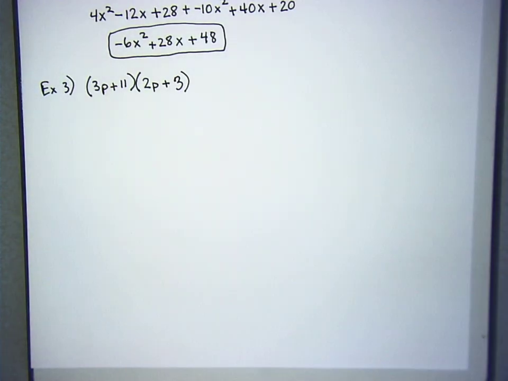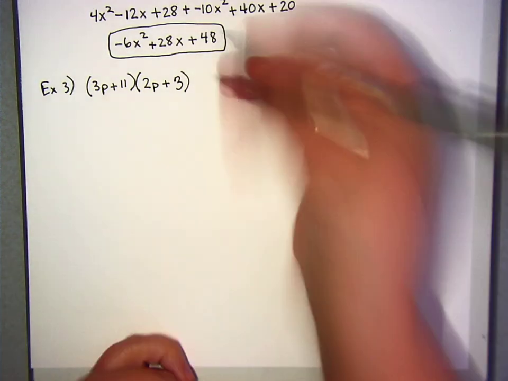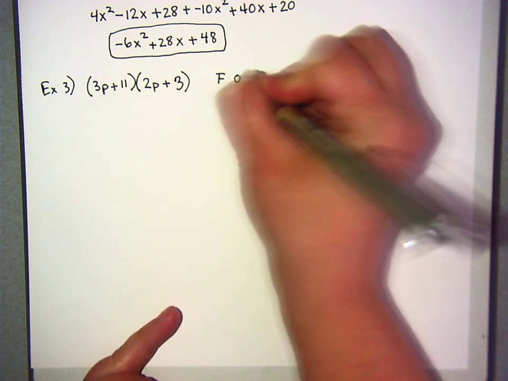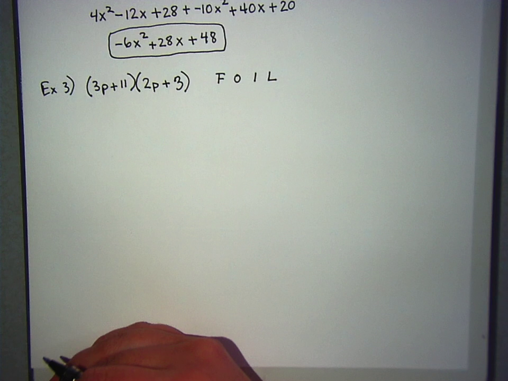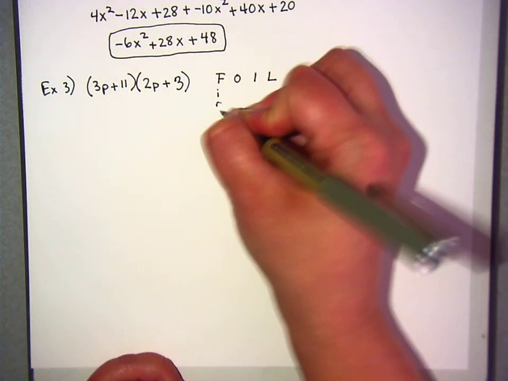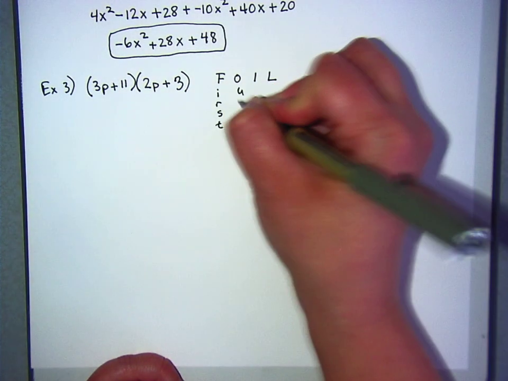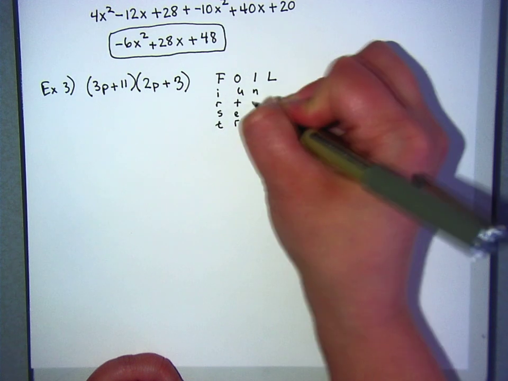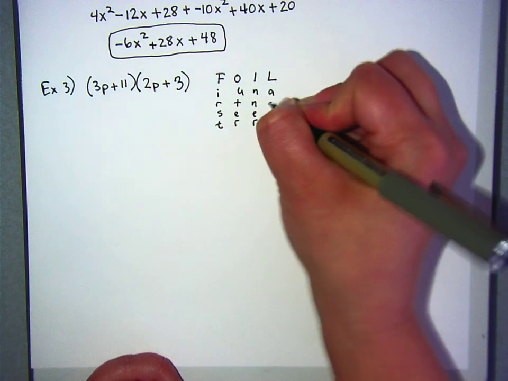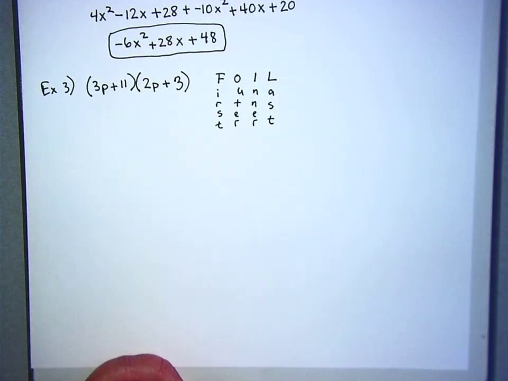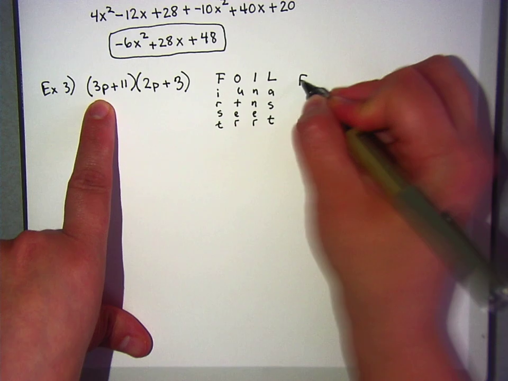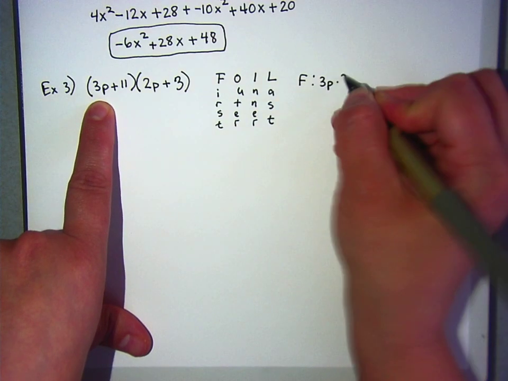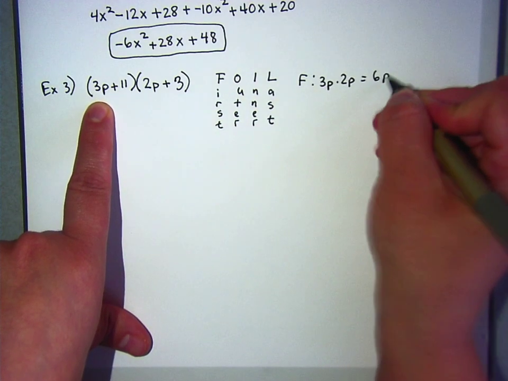So how do we do something like this? The box. Right, now you can do it 2 different ways. Some people like to do something called FOIL. What does that stand for? Anybody know? First, outer, inner, last. The first, F would be 3p times 2p, which is 6p squared.